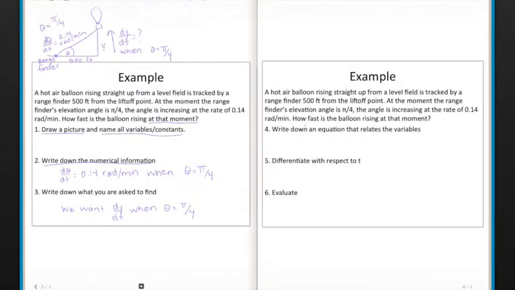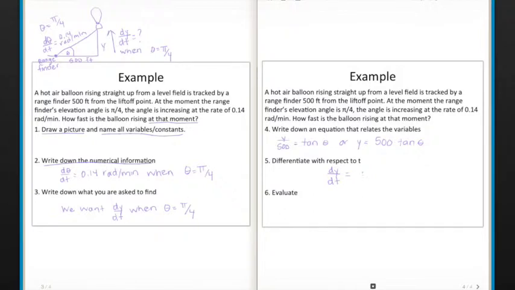Now we need to go ahead and write an equation that relates these variables. For those of us who have taken trigonometry before, we do see that we have a right triangle. And we know our adjacent value, and we want to know our opposite value. Opposite over adjacent, this means we want to use our tangent function. So y over 500 equals tangent theta, or y equals 500 tangent theta.